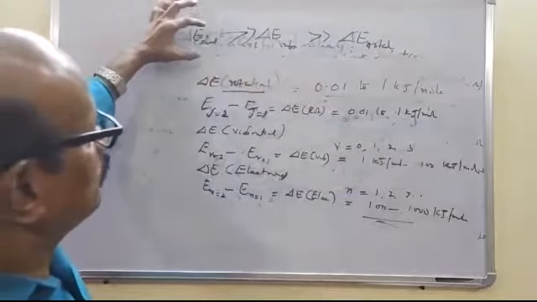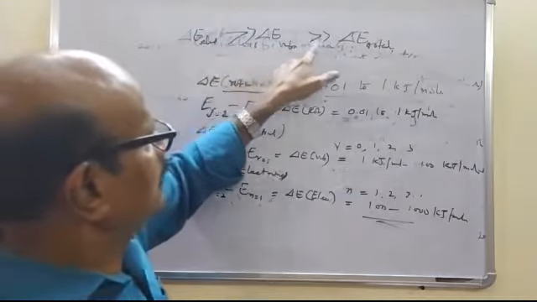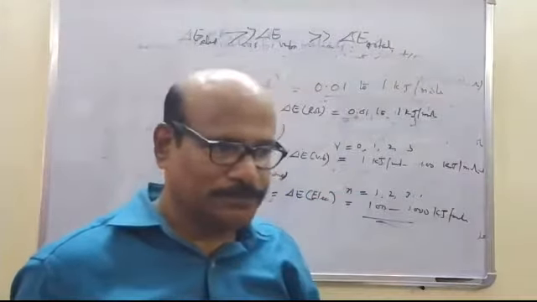So delta E electronic is much greater than delta E vibrational, and that is much greater than delta E rotational.